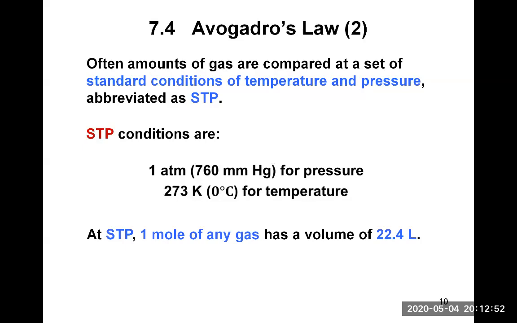At STP, 1 mole of any gas has a volume of 22.4 liters. This volume is called the standard molar volume, because it's always true no matter what kind of gas you have. If you have a temperature of 0 degrees Celsius, a pressure of 1 atmosphere, and you are trapping 1 mole of any gas, the volume occupied by that gas will be 22.4 liters. It doesn't matter the kind of gas. This is called the standard molar volume, because it's the molar volume at the standard conditions.